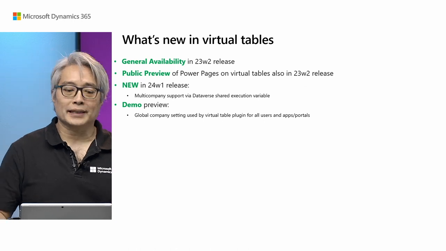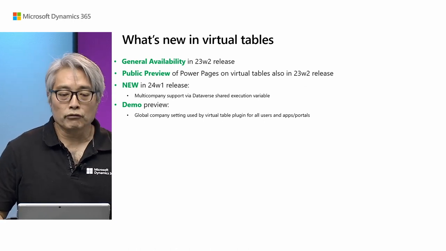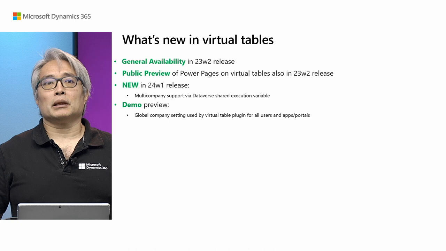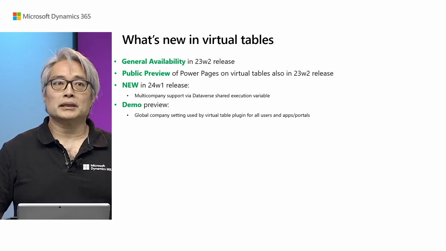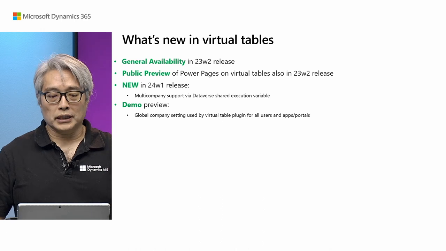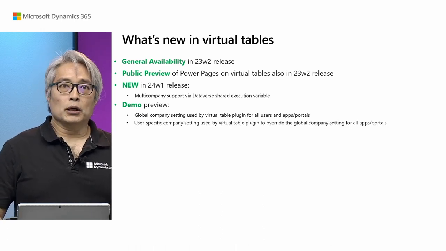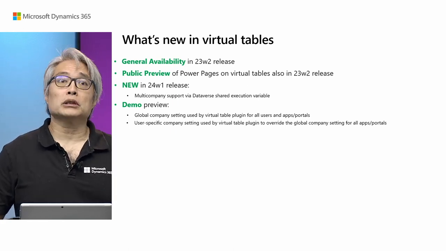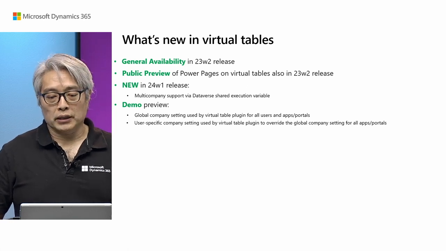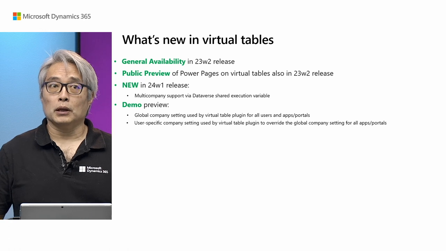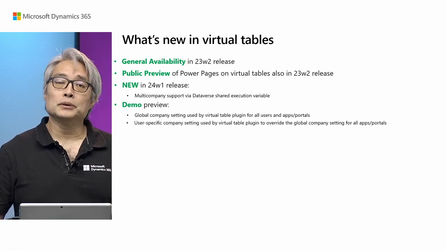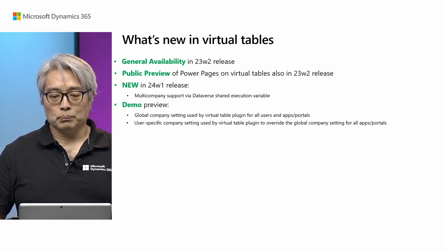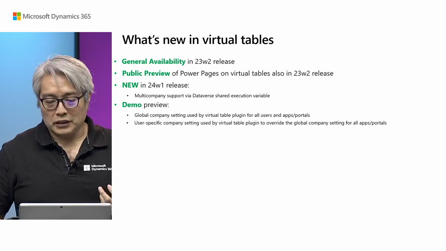The first step is to show you the standard global company settings that will be used by the virtual table plugin for all users and all apps and portals. That means when the global company setting is set, all users and all apps will have the same company, right? We also have, since the beginning, a user-specific company setting that can be used by the virtual table plugin to override the global company setting for all apps and portals. So for each user, they can use one company, and this company will be used for all apps and portals that they built or use, right?